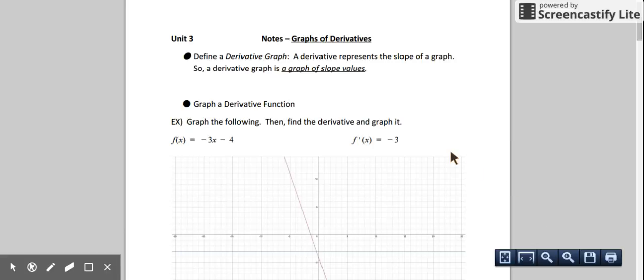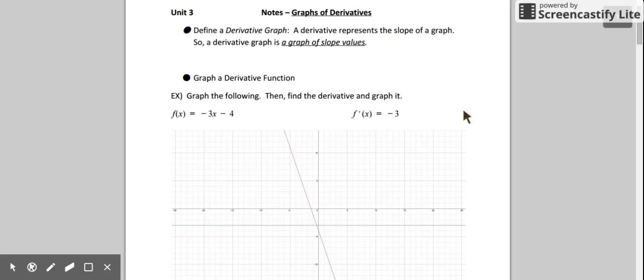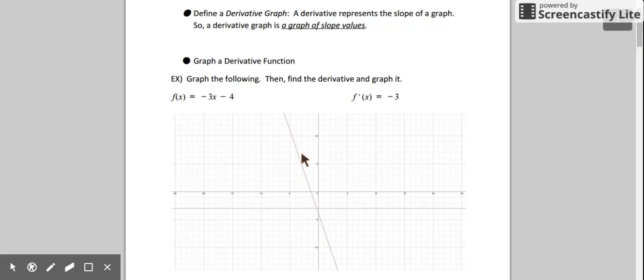In this video, I'm going to be explaining graphs of derivatives, or derivative graphs. A derivative represents the slope of a function or a graph. So the graph of a derivative is going to be a graph of slope values. We can estimate slopes and just visualize it, or we can actually find the derivative function and evaluate it at certain points on our graph.